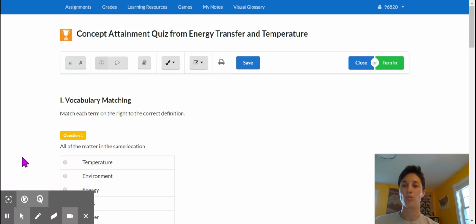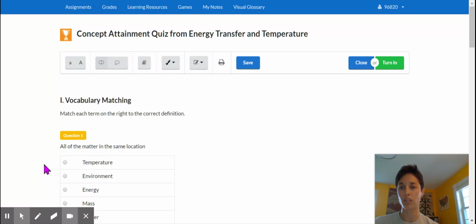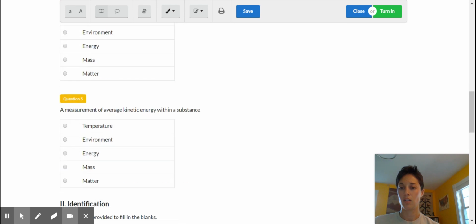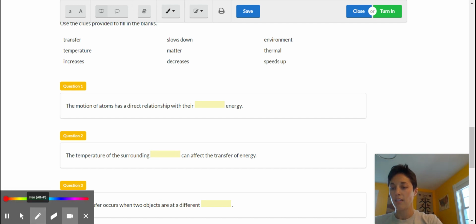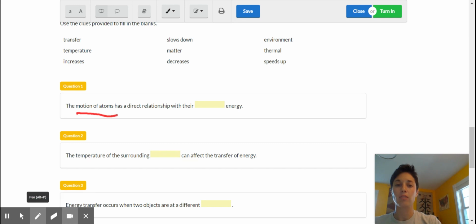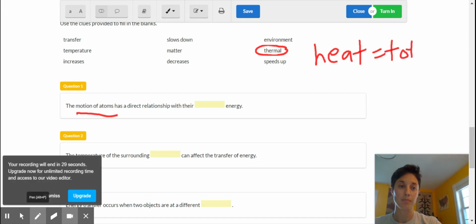Next, I'd like to move to the concept attainment quiz. This is going to be a warm-up for your multiple choice and your written response assessments. Going down to the middle portion, I just really want to put in your mind the fact that the motion of atoms has a direct relationship with their thermal energy. Their thermal energy is the amount of heat that they have. Heat is the total amount of kinetic energy.